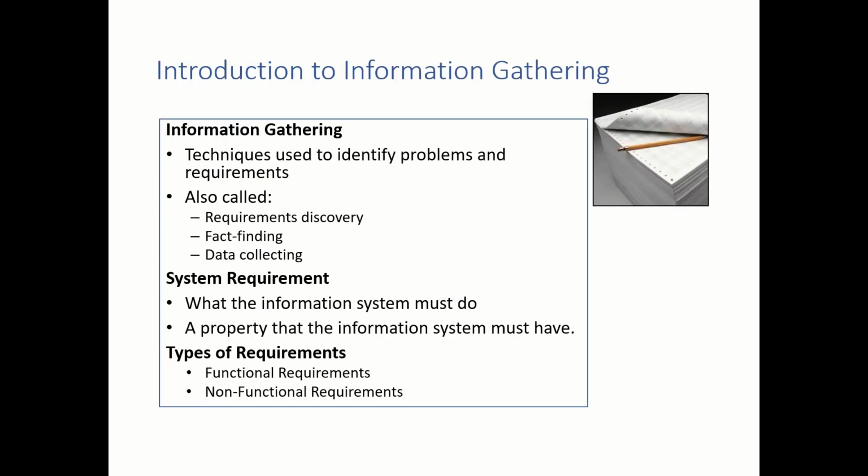Now, the information requirements itself are very important for any problem, right? Because if you want to proceed with a problem, information gathering is very important. Requirements discovery, fact finding, and data collection are all very important parts of it, and it's all nothing but information gathering itself. System requirement is nothing but what the information system must do, and there are two different types of requirements: functional requirements and non-functional requirements.